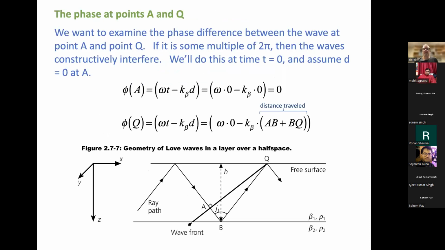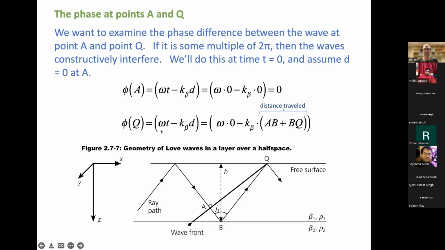So let's look at the phase difference between the wave at point A and point Q. If it is some multiple of 2 pi, then the waves constructively interfere. And we'll do this at time t equals 0, and we'll assume distance d equals 0 at A. So d equals 0 here, and then it gets larger and larger until I get to Q. So the phase at A is omega t minus k sub beta times d. t is 0, d is 0, so the phase is 0 at A.